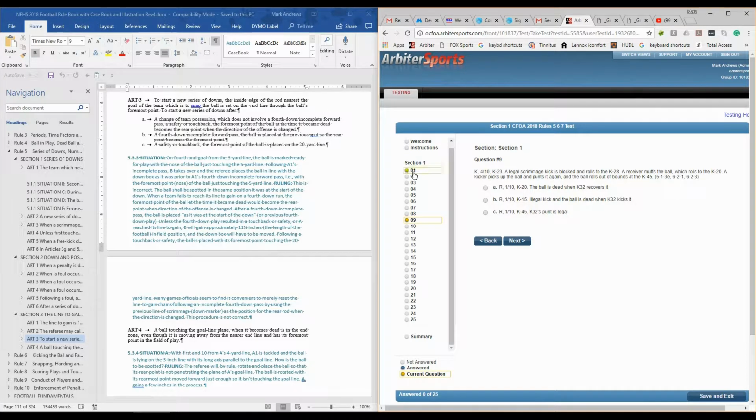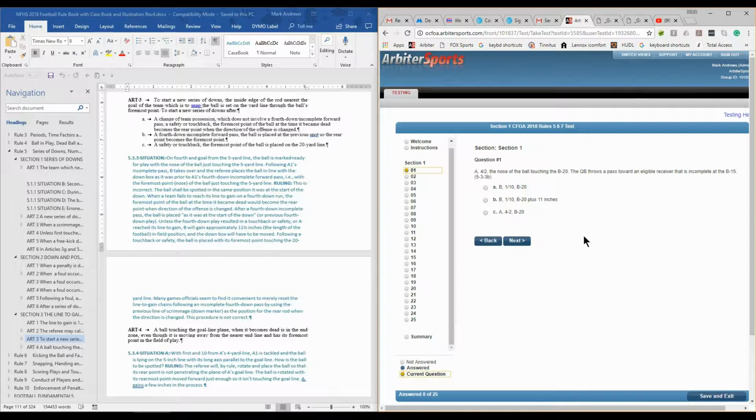All right, question number 1. Rule test 5, 6, and 7. Team A, 4th and 2. The nose of the ball is touching the B20. The quarterback throws a pass towards an eligible receiver that is incomplete at the B15. So the question is, where's the ball placed when we have a change of possession?